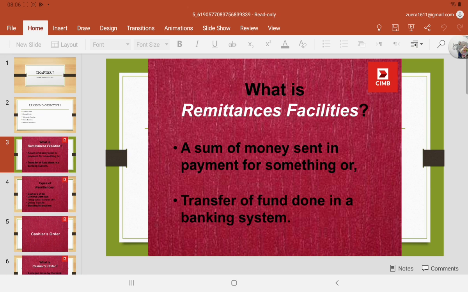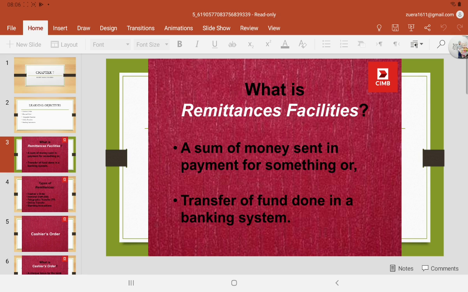The word remittances means a sum of money sent in payment for something, or we want to transfer a fund that will be done in a banking system. So, if we as customers want to transfer money or send payment for something, we can use a remittances product to transfer funds in a banking system.